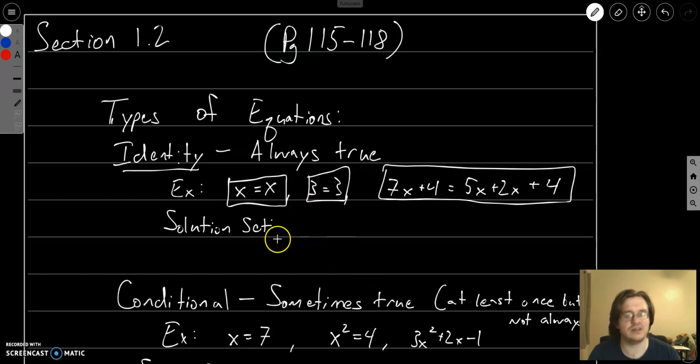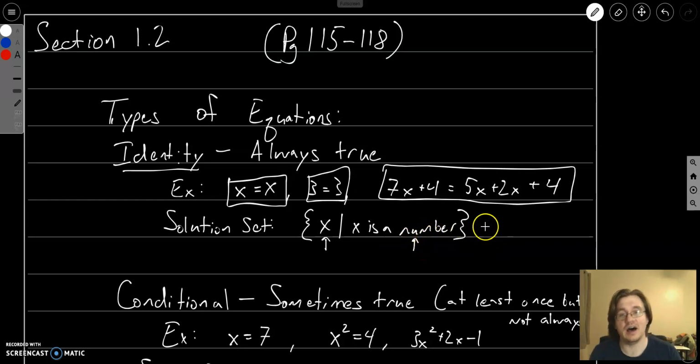So if every single number is a solution, there are two ways to write down the solution set. The maybe more explicit way is to write this down as a set. We can say that the solution set is the set of every single x that's a number. So x is a number. This is saying that everything is a solution as long as it's a number.